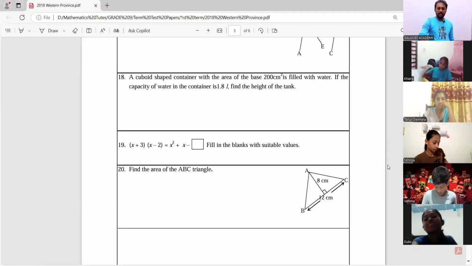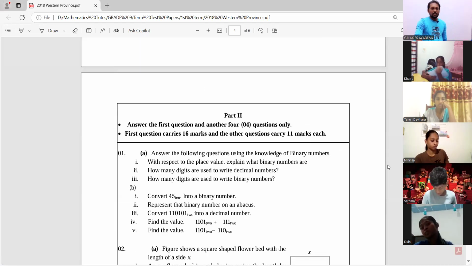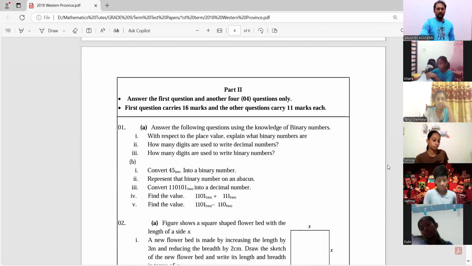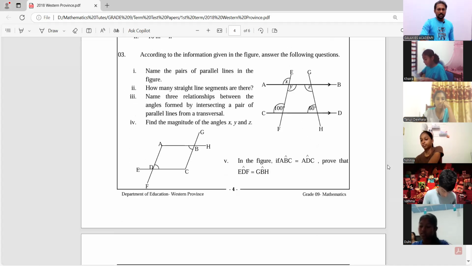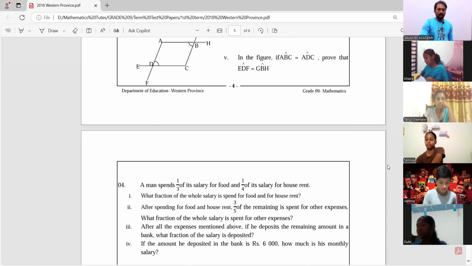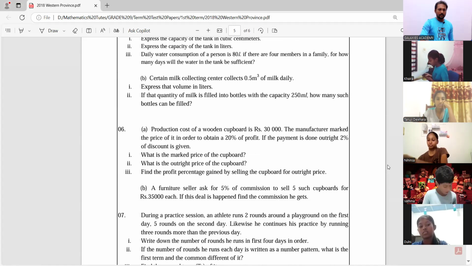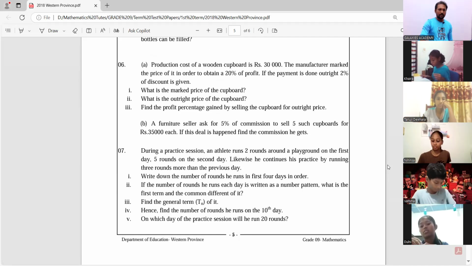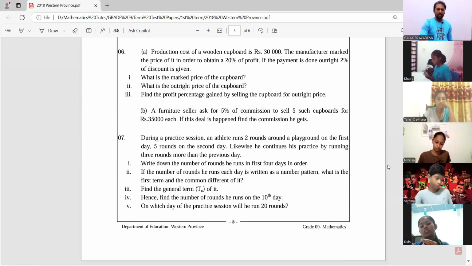Right. Then let's go to the second part. The second part has 7 full questions. In this paper, the first question is compulsory and another 4 questions you have to select and write the answers. But all questions I am going to discuss. The first I am going to discuss is question number 7. Right? Question number 7. Look at it.